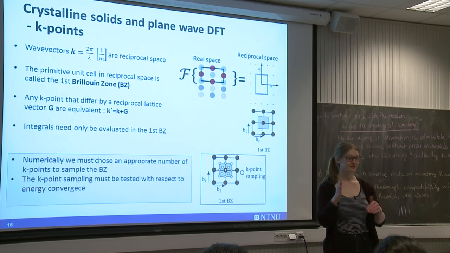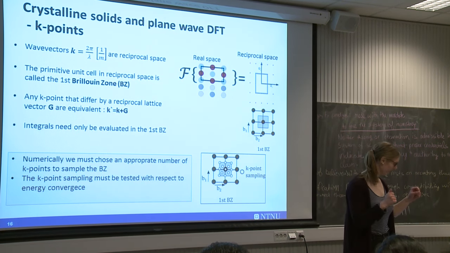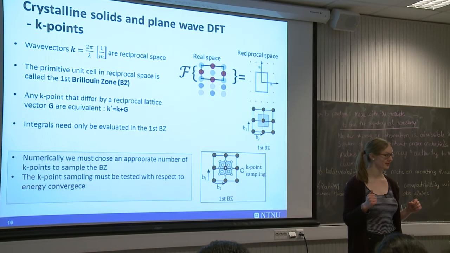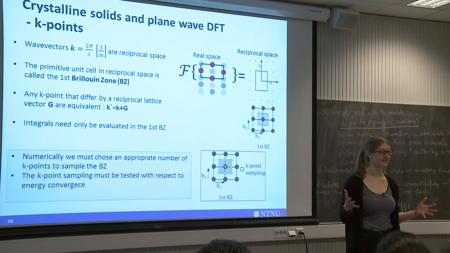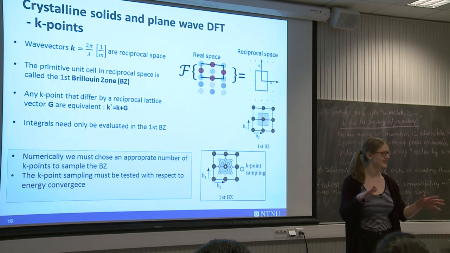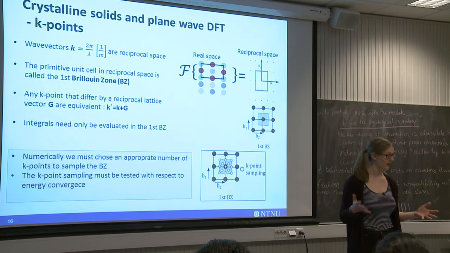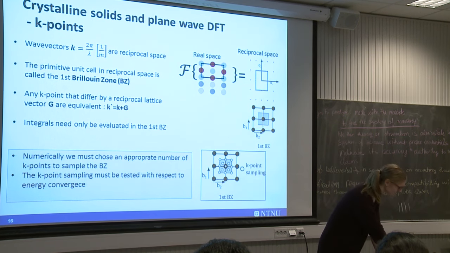this is also an important part of your calculations, that you have to map your Brillouin zone in terms of K points. And the number of K points has to be sufficiently large so that you obtain reliable and converged energies.